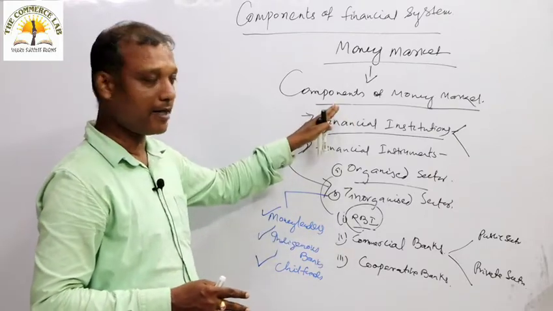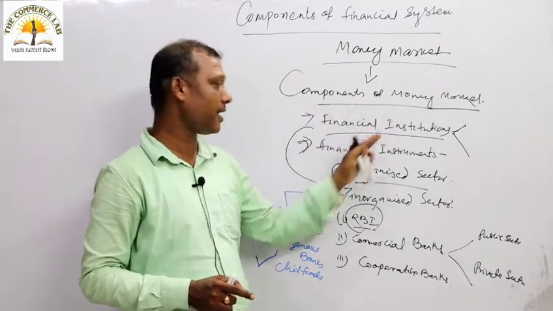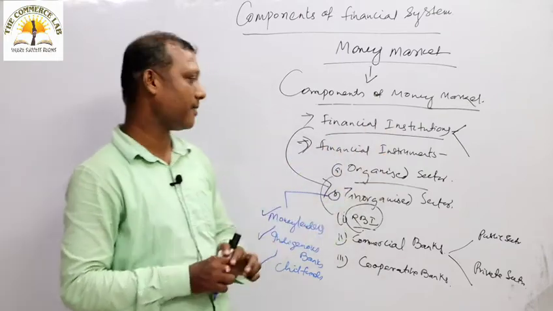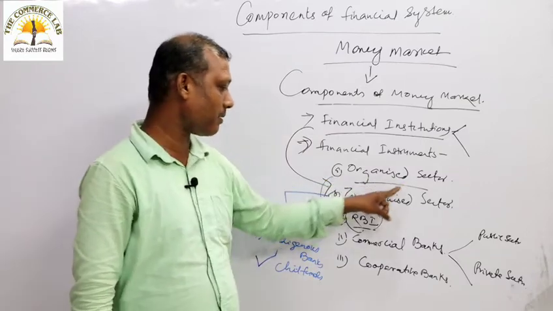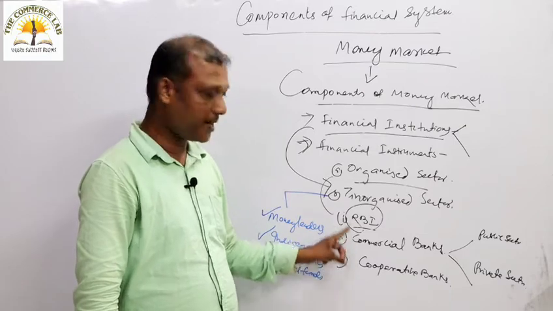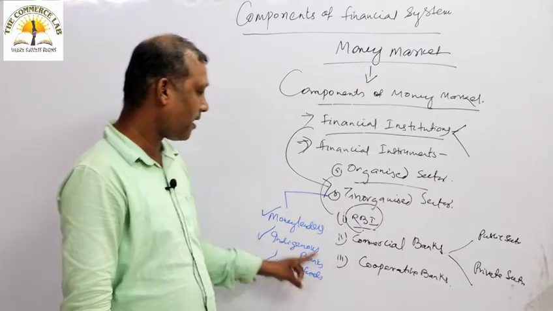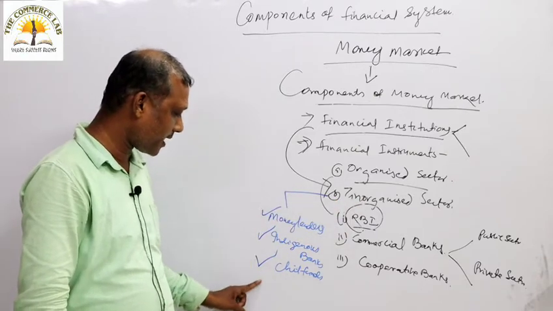We are classifying our discussion of the components of the money market under two heads. One will be your financial institutions and one will be your financial instruments. Financial institutions we have classified under two heads: organized and unorganized. Under organized, we have discussed RBI, commercial banks, cooperative banks. Under the unorganized sector, we have discussed money lenders, indigenous banks, chit funds.